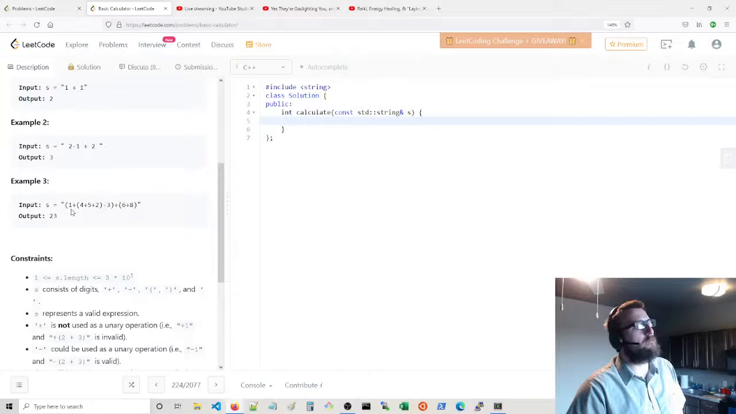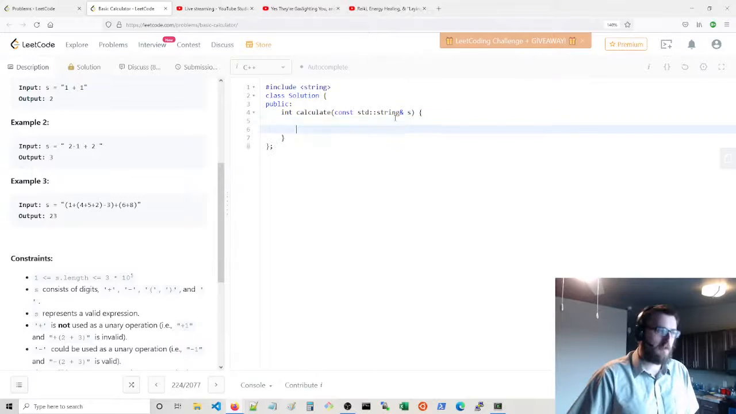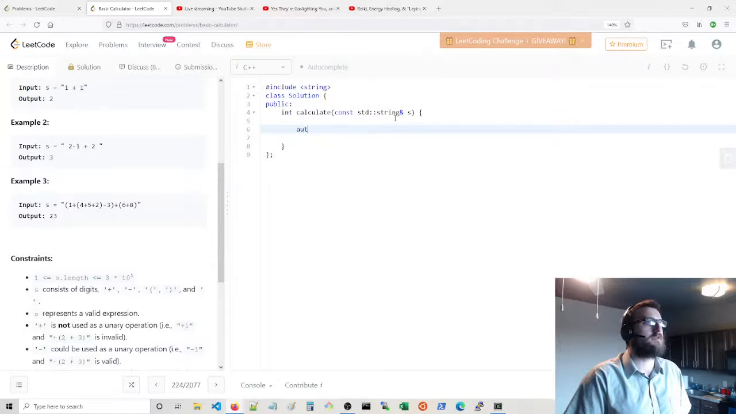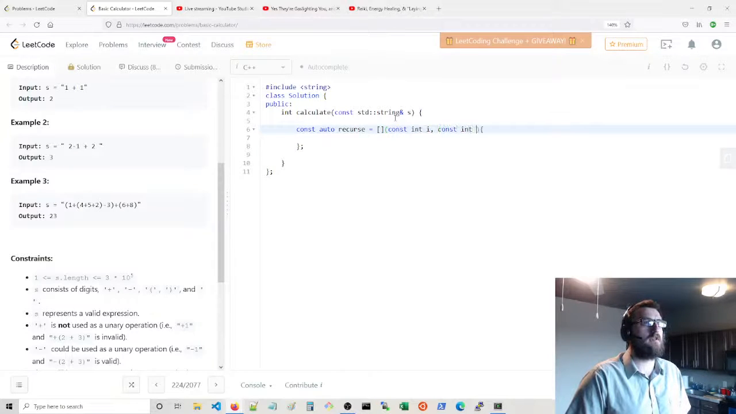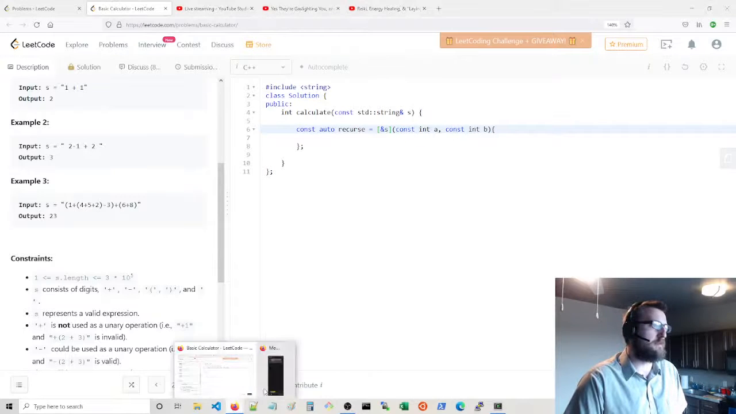So if you see an opening parenthesis, then you want to recurse on what's inside the parentheses. You have to find the other parenthesis. We're going to use a recursive function, and we're going to use indices for the string, I, J, or A and B. I like to use A and B, inside of S. So it's sort of like a string view type of thing.